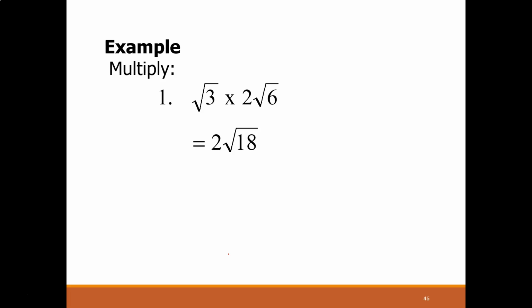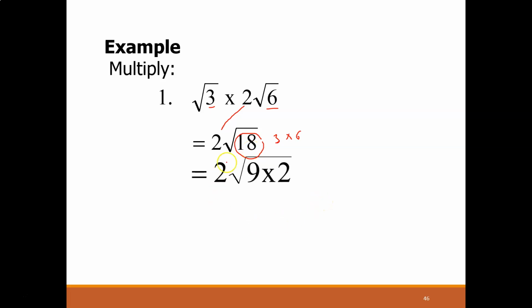Then next example, multiply surd 3 times 2 surd 6. Okay, what you have over here is 2 surd 18. Why is it 2 surd 18? Because this 2 remains 2. This 3, you can just multiply it. 3 times 6. That's why they get surd 18.